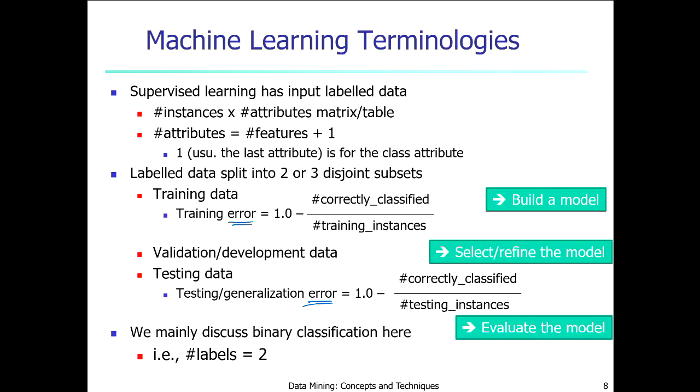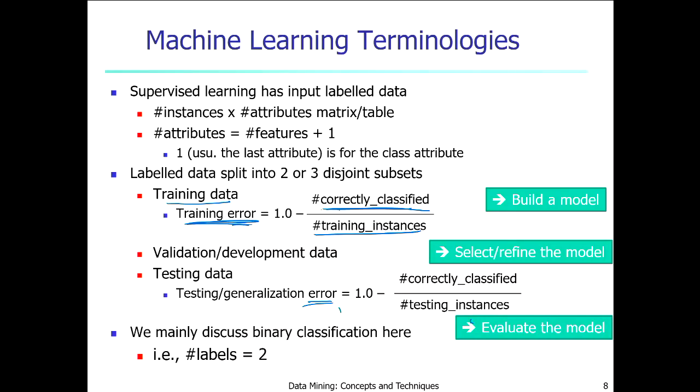So the training error is 1.0 minus the fraction of examples in the training data set that are correctly classified, out of all the training examples. If you feed in 100 training examples and the model only makes 3 errors, your error rate is 3%.